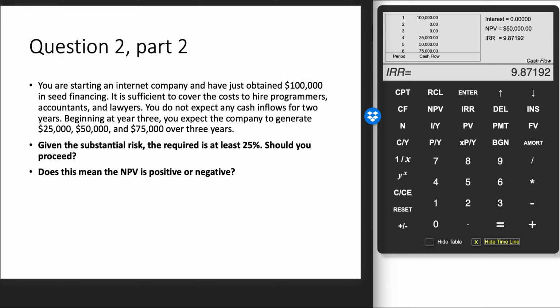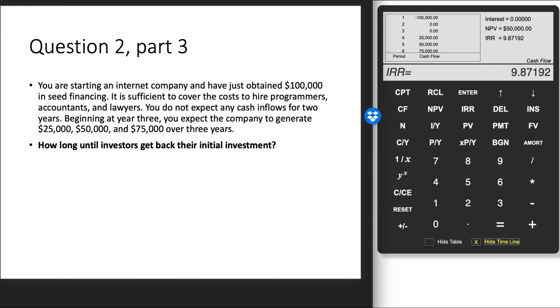The next question is, does this mean the NPV is positive or negative? It means the NPV is negative, right? Because if the internal rate of return is less than the discount rate or the required return, in this case 25%, then automatically the NPV is going to be negative, right? That's something that you should have memorized, the relation between the NPV and the IRR. So because 10% is less than 25%, I'm not going to proceed with this project, and the NPV is negative.